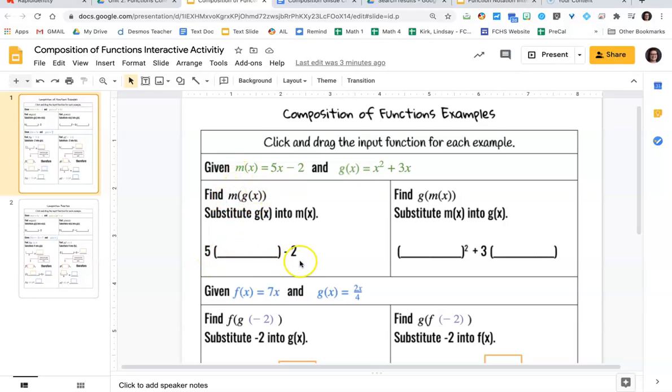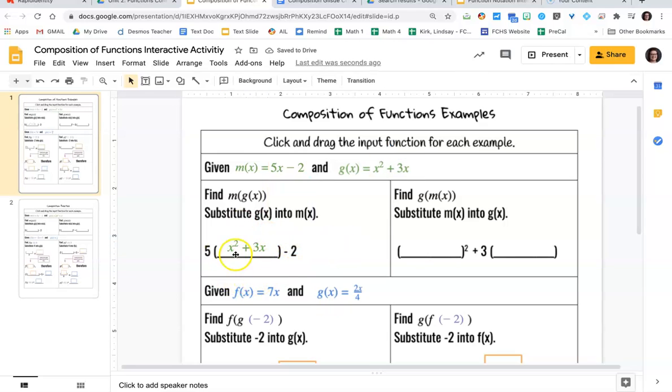So I have this m(x) function already typed out with a placeholder. I have a placeholder because I took the x out of the m(x) function and made a placeholder with parentheses. So we're substituting the g(x) function into that spot. So you're going to click and drag that function that you're substituting in there.